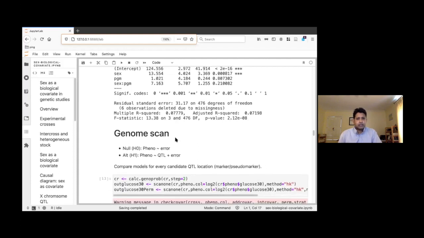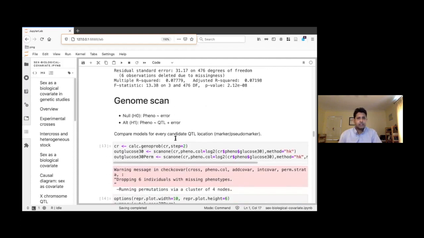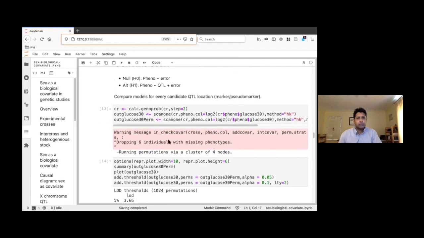So now we're going to do a genome scan. So what is the genome scan? What we're doing in a genome scan is you have a null model, which is that the phenotype is just noise, versus an alternative at any given locus that the phenotype is the sum of a Qtl effect and an error term. And we compare the alternative model to the null model at every candidate location for the Qtl and make a test.